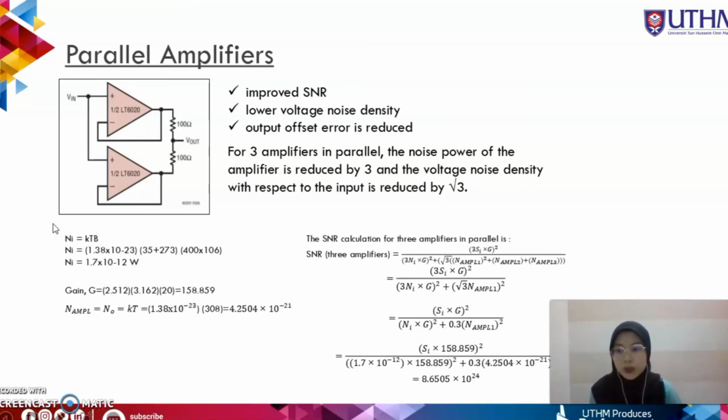First, we have to get the gain and the N amplifier. Then we use the SNR calculation for 3 amplifiers, and we substitute all the values, and here is our final answer, which is 8.6505 times 10 to the power of 24. So this is an example of the calculation when we use a parallel amplifier.